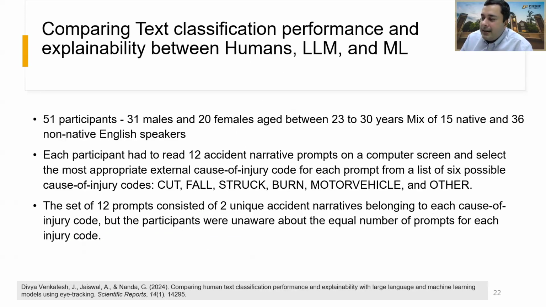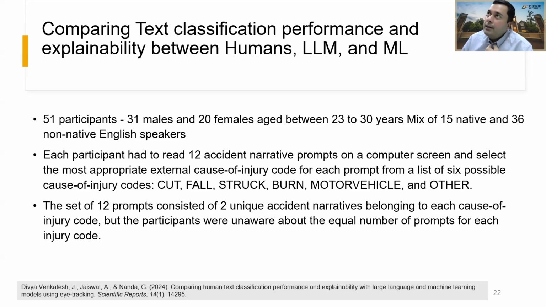Okay. After that, looking at all the different filtering approaches, more recently large language models also became available, and we started to look at the capabilities of large language models and how they compare with human coding as well as traditional machine learning models. In this study, we conducted a user experiment where users looked at injury narratives and assigned one of six injury codes: cut, fall, struck, burn, motor vehicle, and other. We used eye tracking to look at which words in the narrative they focused on when deciding the most applicable code.